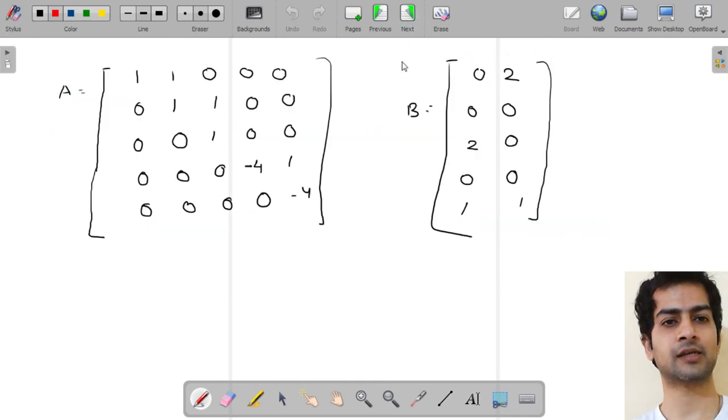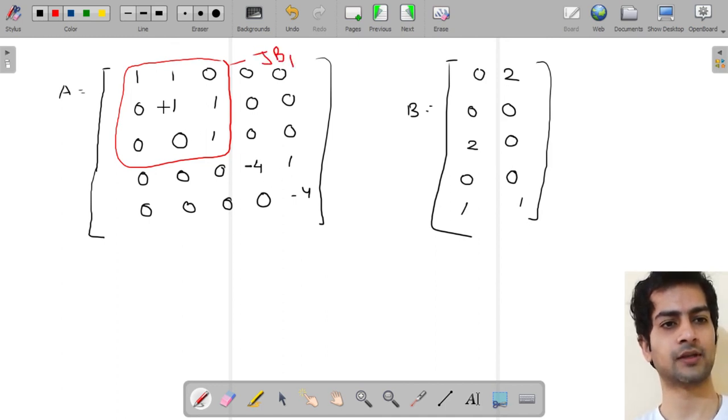Now let's see another example. See, you can see that this is one Jordan block. Here the 1, 1, 1 are the repeated roots. Now this is another Jordan block.